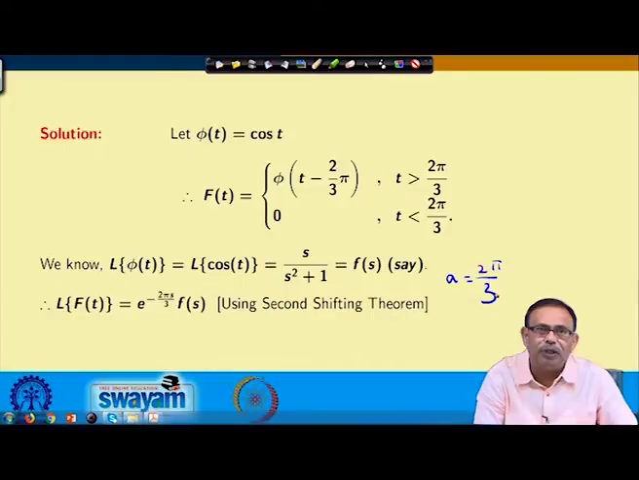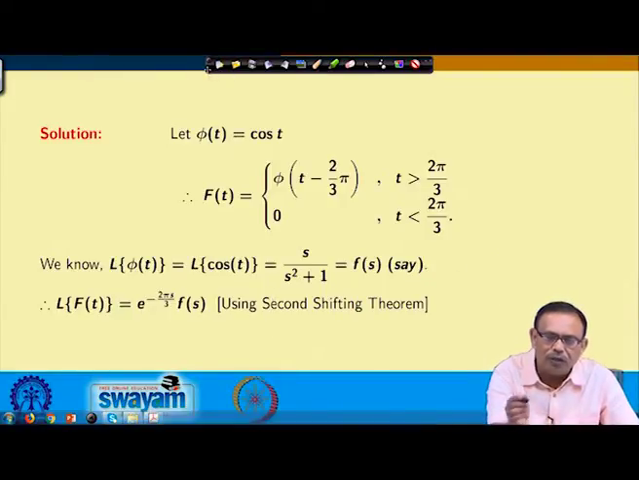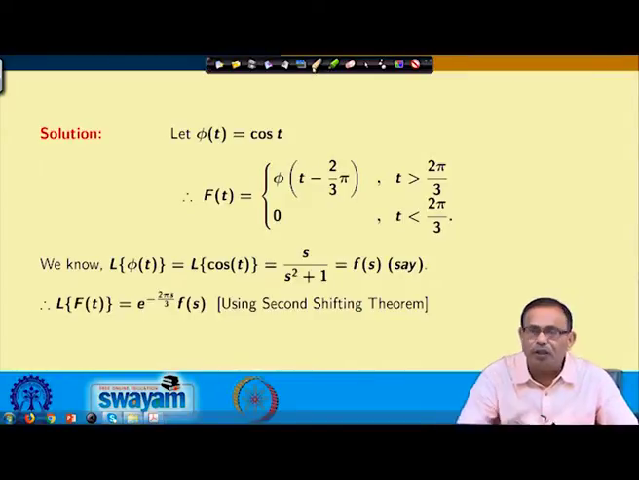So, you will obtain the Laplace transform of f(t) equals e power minus 2 pi by 3 s into F(s) using the second shifting property. Whenever I use the property, it becomes very easy to find the Laplace transform of unknown functions when I know the Laplace transform of certain known functions.